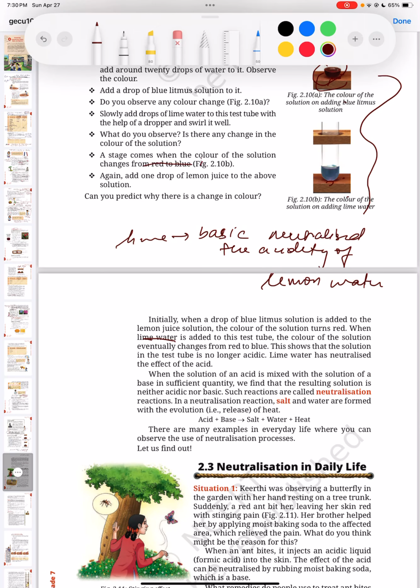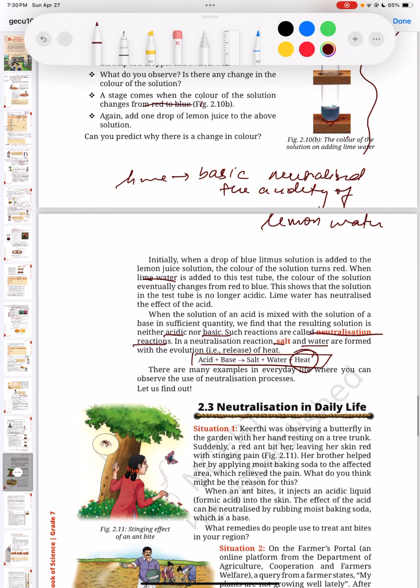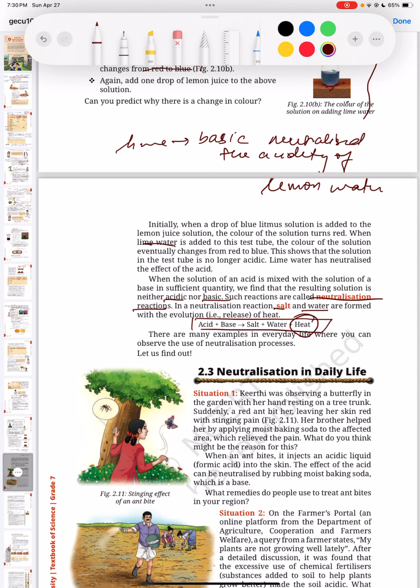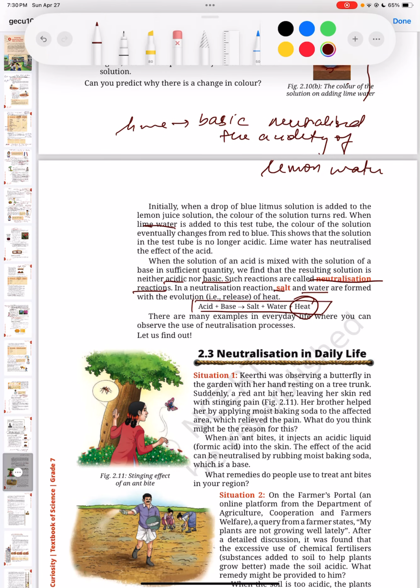And if you keep on adding the lime water, then the solution will still remain blue, but the idea is that the acidity got neutralized, right? So this is exactly what neutralization reactions are. Neutralization reactions are nothing but a reaction between an acid and a base, because of which salt and water is produced. So this is how one can summarize it. And usually in these reactions heat is also produced. These are generally exothermic in nature. Now, what are some common examples of neutralization in daily life, right?